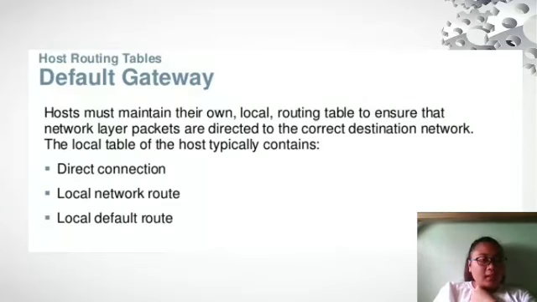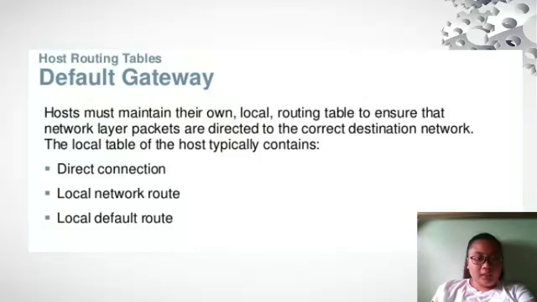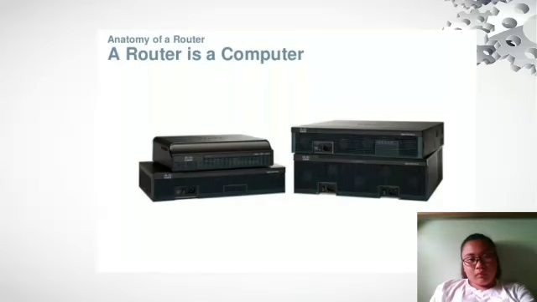Default gateway. Hosts must maintain their own local routing table to ensure that network layer packets are directed to the correct destination network. The local table of the host typically contains direct connection, local network route, and local default route. This is a route. A router is a computer.